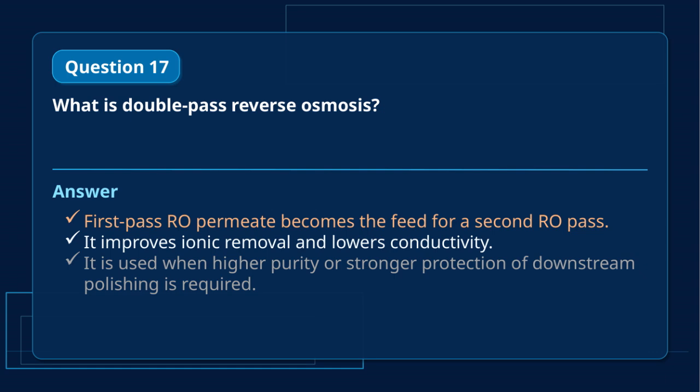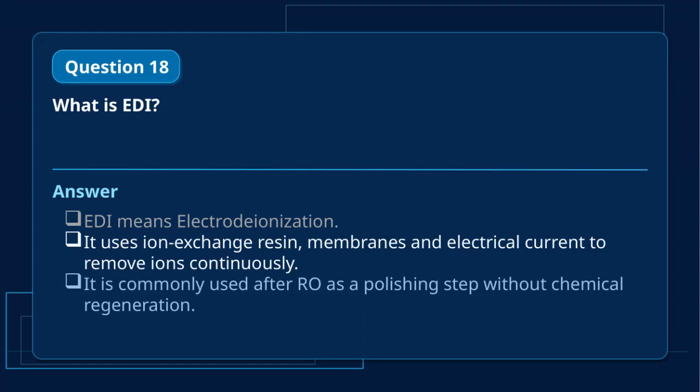Let's talk about EDI, which stands for electrodeionization. Essentially, EDI is a water treatment process that combines ion exchange resins, special membranes, and an electrical current to continuously remove ions from water. What makes it particularly useful is that it acts as a polishing step after reverse osmosis, or RO, to further purify the water. Unlike traditional ion exchange methods, EDI does this without the need for chemical regeneration, making it a more efficient and environmentally friendly option. This continuous removal of ions ensures very high purity water, which is essential in many industrial and laboratory applications.